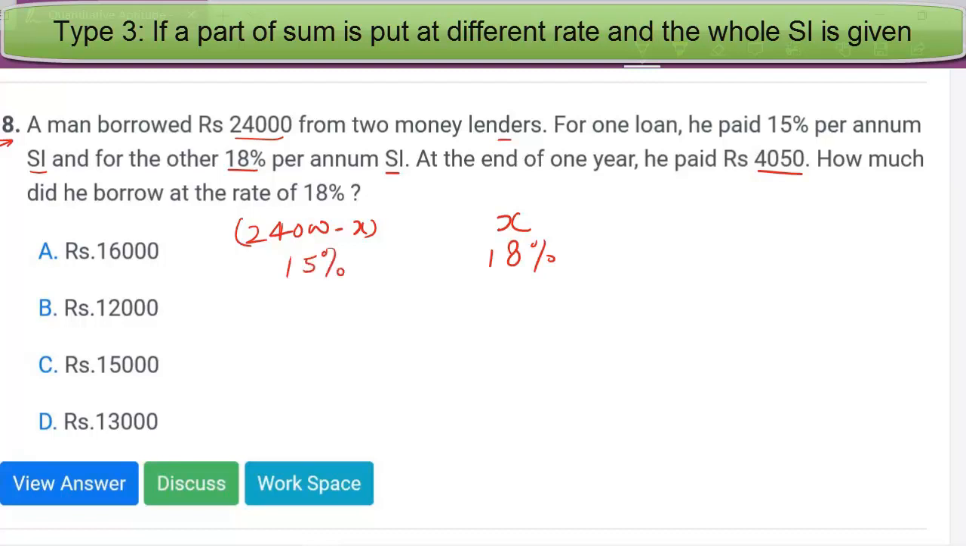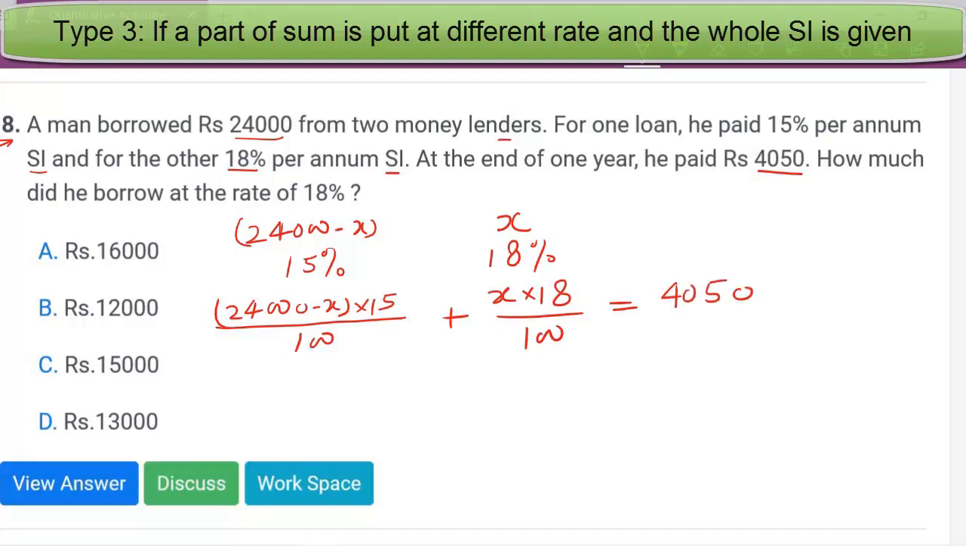So the simple interest formula can be applied to find the simple interest for these two different cases. So yes, it can directly be applied. (24,000 minus X) multiplied by 15 and divided by 100 is one case, and in the second scenario it is X multiplied by 18 and divided by 100. When you add these two, you get the value 4050, which is given, right?